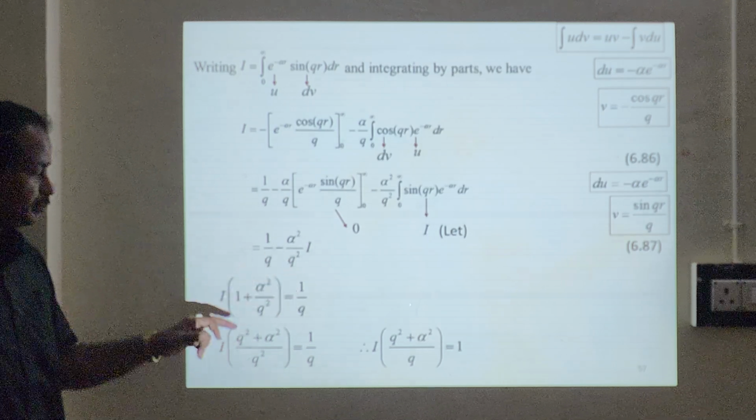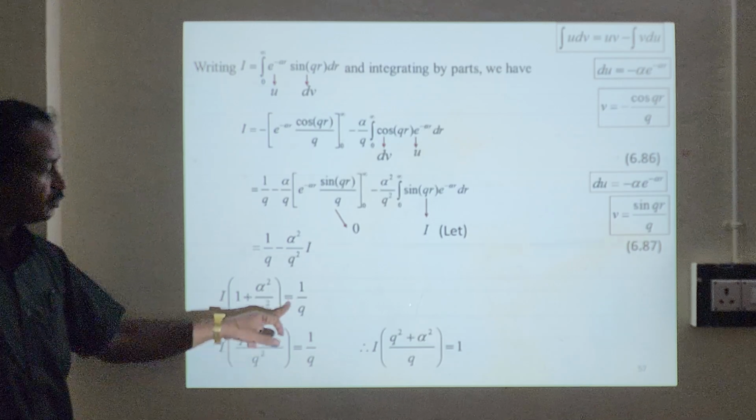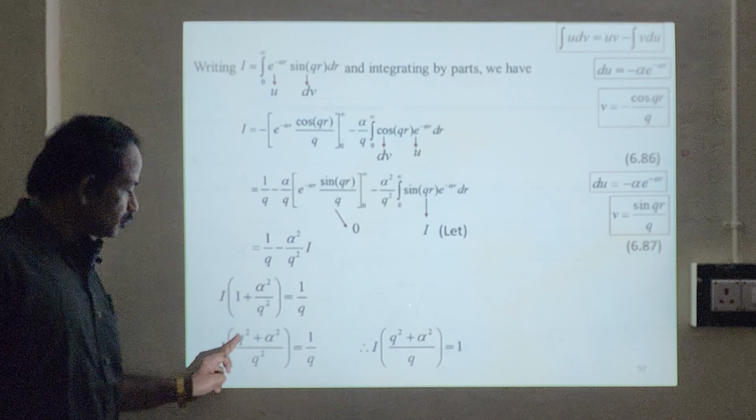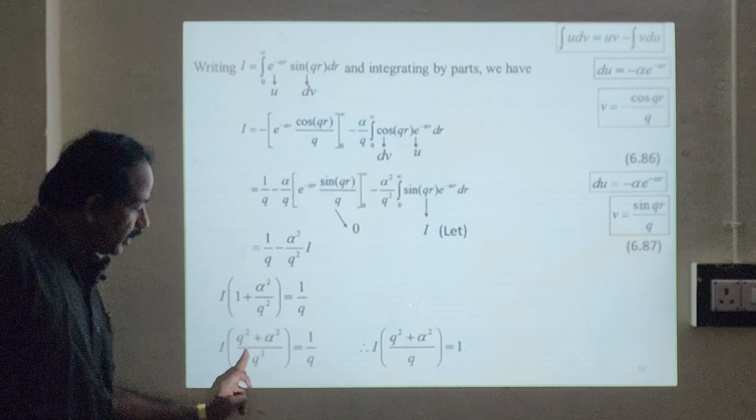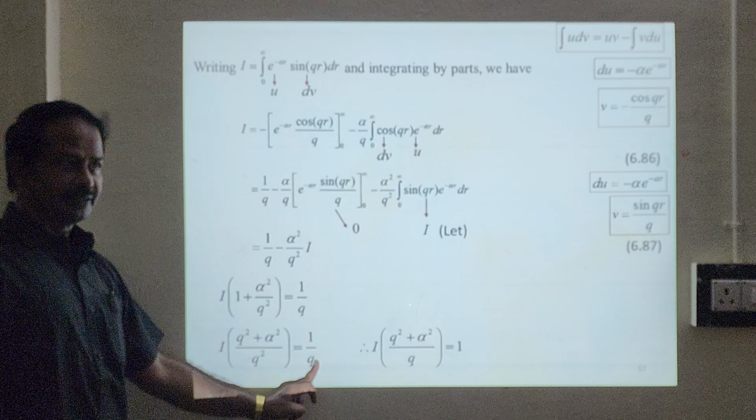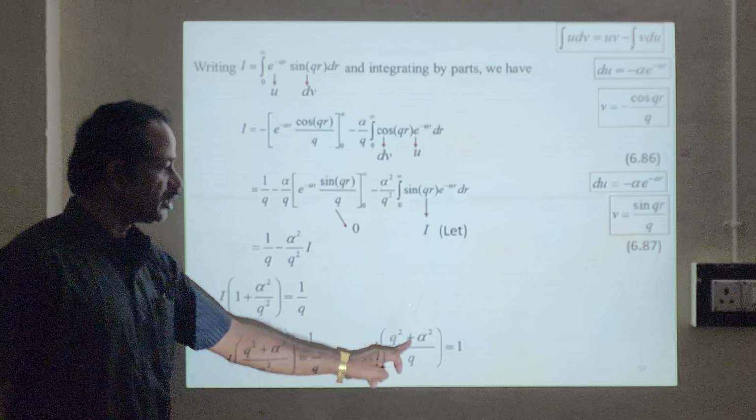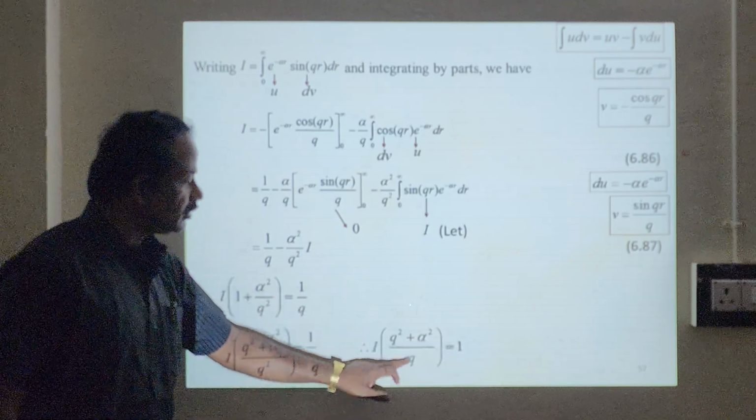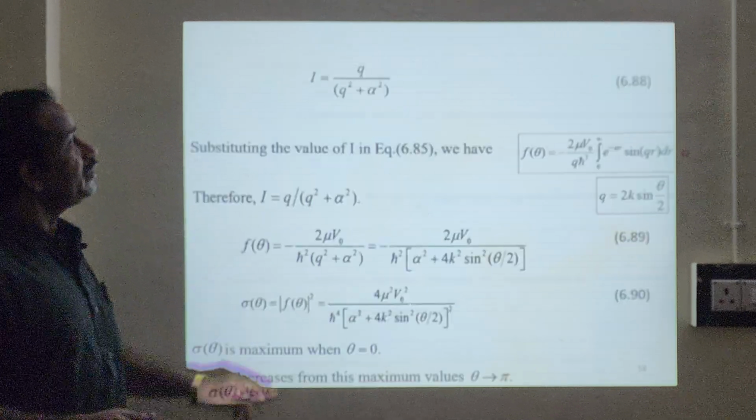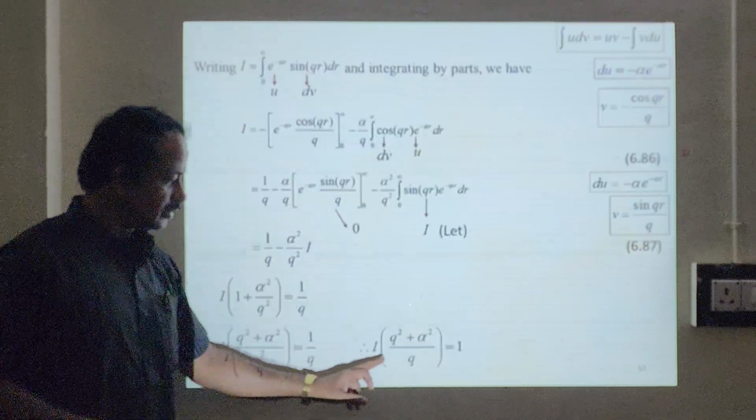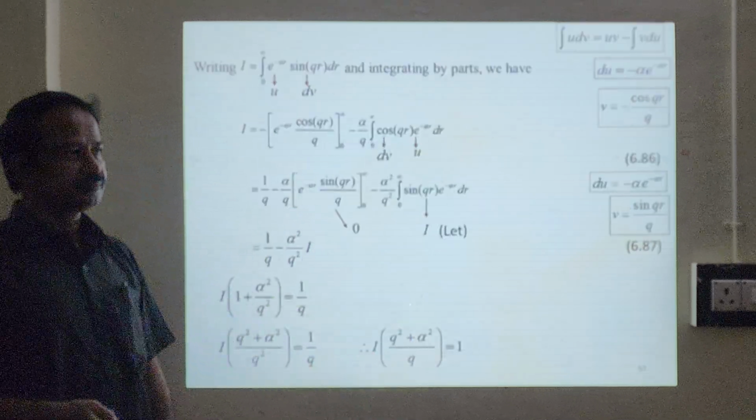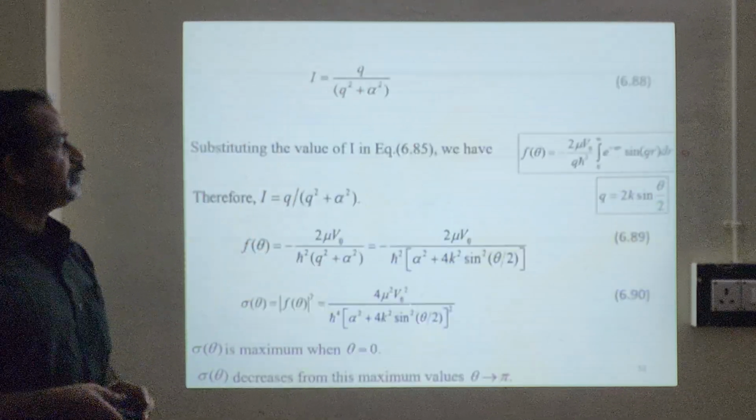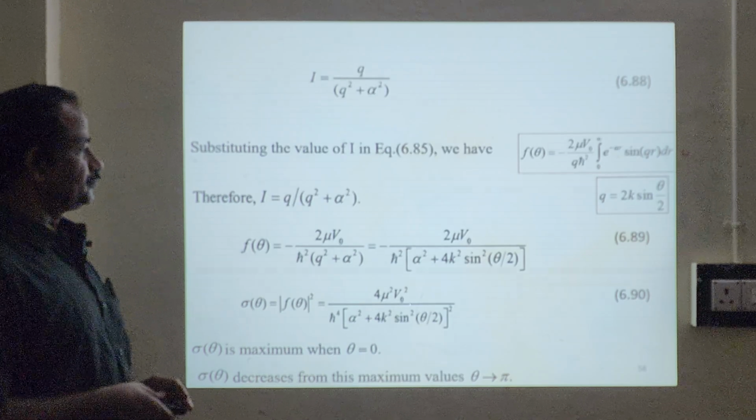So I within bracket 1 plus alpha squared by q square is equal to 1 by q. Take the LCM. That will give you q square plus alpha squared by q square, and this q will cancel. So you will have I multiplied by q square plus alpha square divided by q, which is equal to 1. So I equals, cross multiply, q divided by q square plus alpha square. Any doubt? So we have obtained I equals q divided by q square plus alpha square.